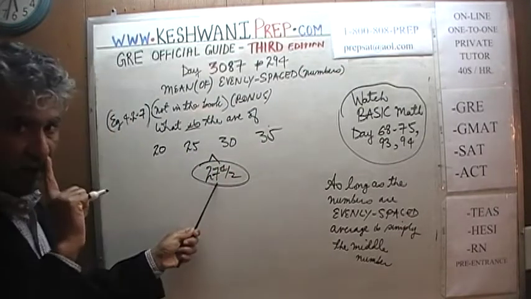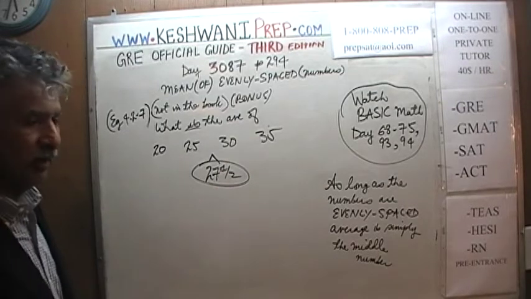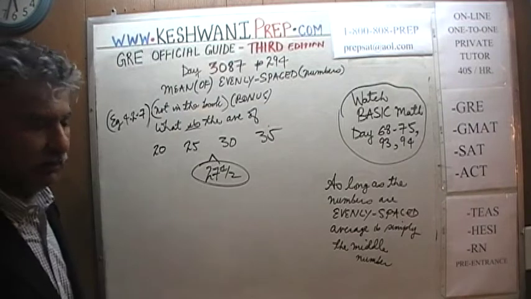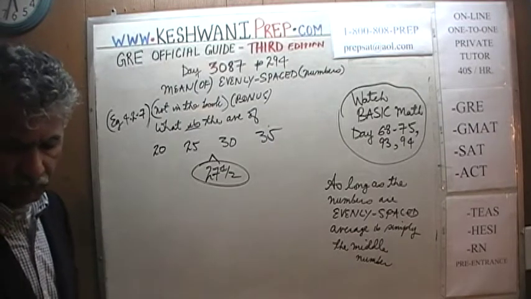Because 27 and a half is exactly 2.5 more than 25, and exactly 2.5 less than 30. So the average of these four numbers is simply 27 and a half. We don't have to do anything at all.